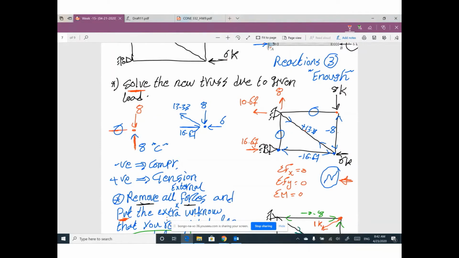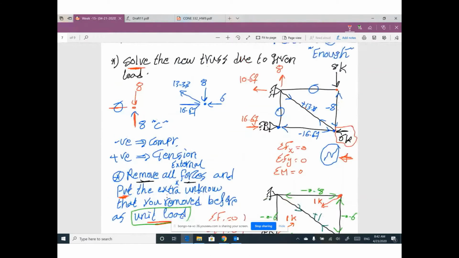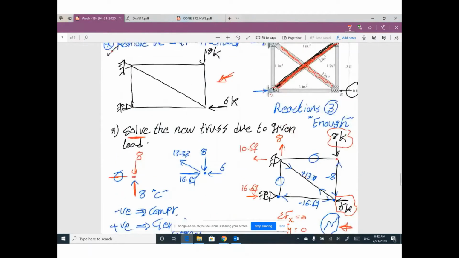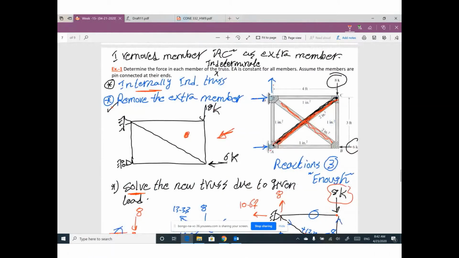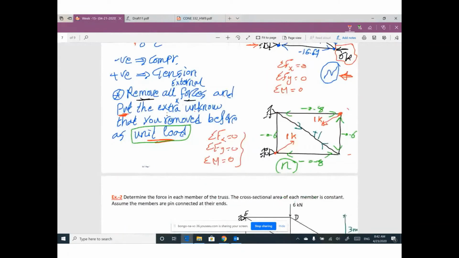The next step, please go ahead and remove the external load, 6 kip and 8 kip. Remove them and remove all external forces and put the extra unknown that you removed in this step. I removed this member. Okay, go ahead and put this member equal unit load. And solve this truss one more time. The internal forces in this truss called small n. We covered all this stuff last time.